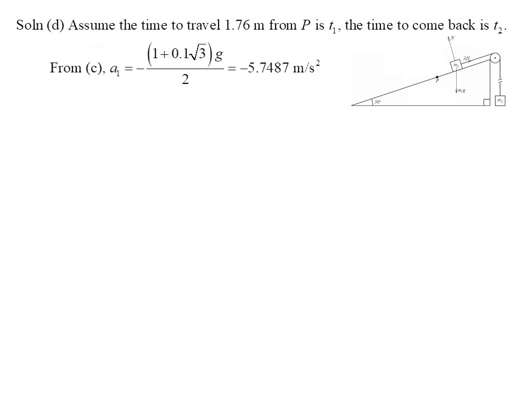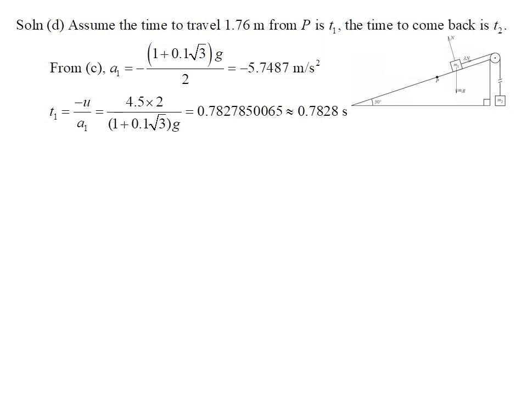According to the acceleration derived in part C, here a1 equals negative (1 plus 0.1 times square root 3) g over 2, which equals negative 5.7487 meters per second squared. Hence, t1 equals negative u over a1, which equals 4.5 times 2 over (1 plus 0.1 square root 3) times g, which equals 0.7828 seconds.